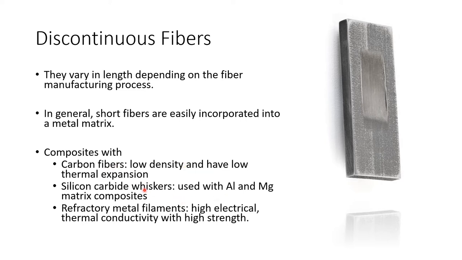So use with aluminum, magnesium matrix composites. For applications that require these, we're going to use silicon carbide whiskers, right? With discontinuous fiber in the metal composite. Refractory metal filaments have high electrical and thermal conductivity with high strength. If you favor these physical properties in the composite, you will be choosing this continuous fiber, refractory metal filaments, to mix with your matrix. All right.